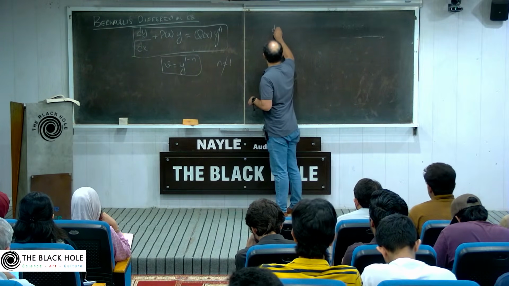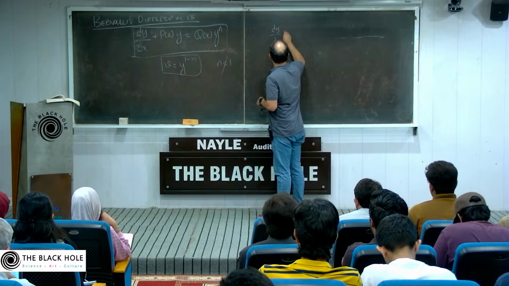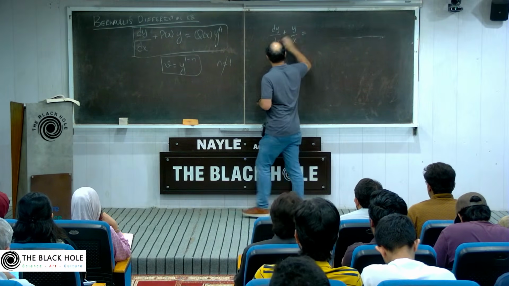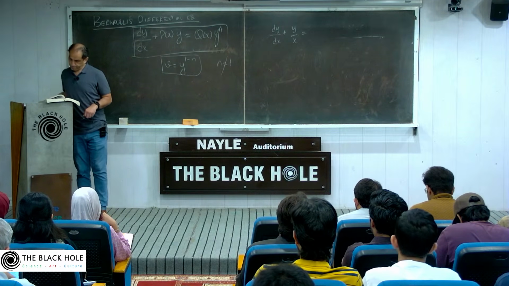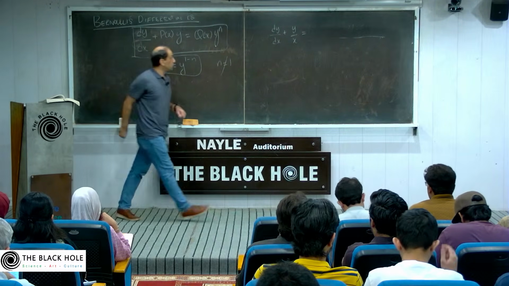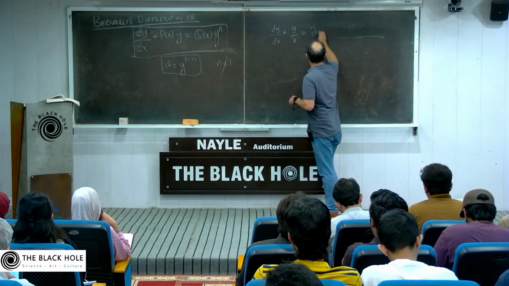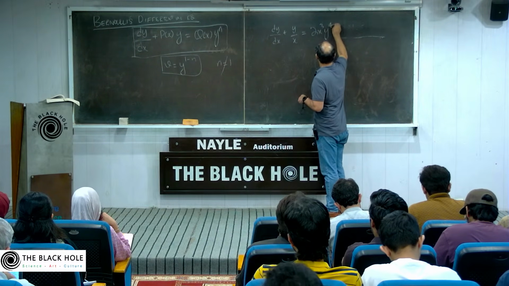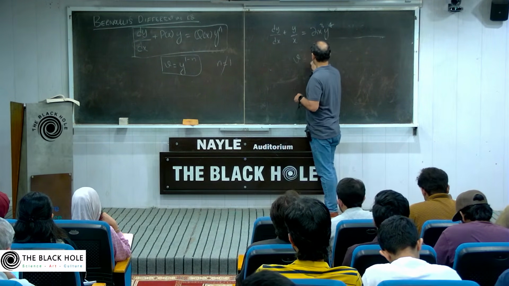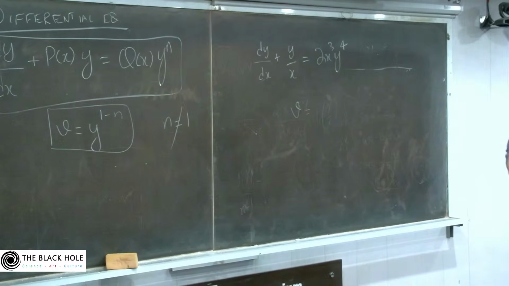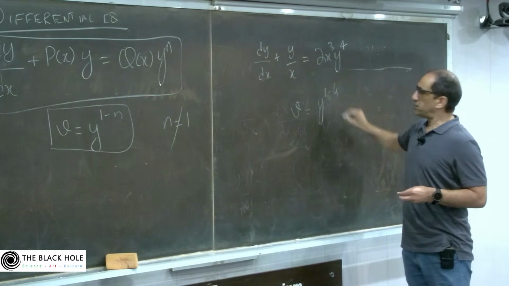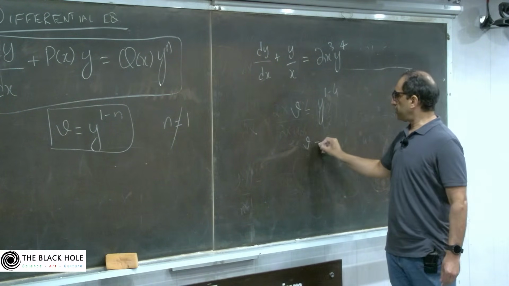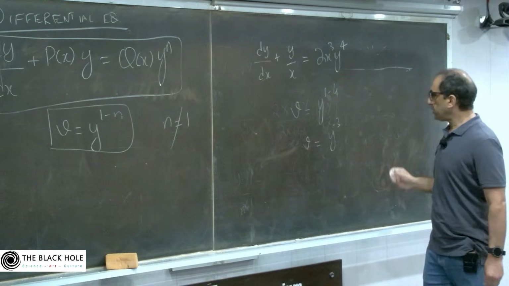dy by dx plus y over x is equal to 2x cube y4. बताइए मैडम n क्या है यहाँ पे 4. Okay, so 1 minus 4, v is equal to y minus 3.